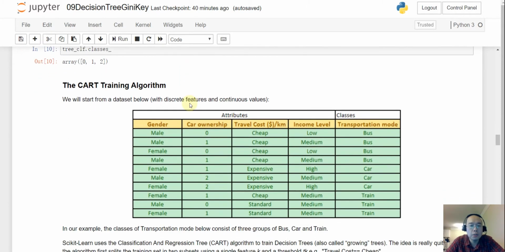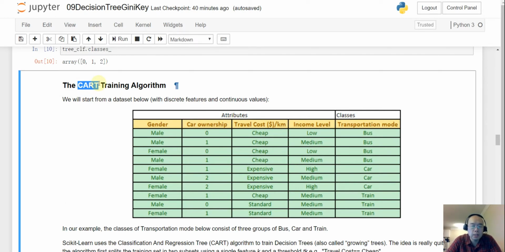Okay, so the next part. We have talked about how we can interpret the decision tree we have already built. The next question is, how are decision trees built in scikit-learn? The algorithm is called CART. The CART training algorithm is the algorithm we use to build a decision tree.